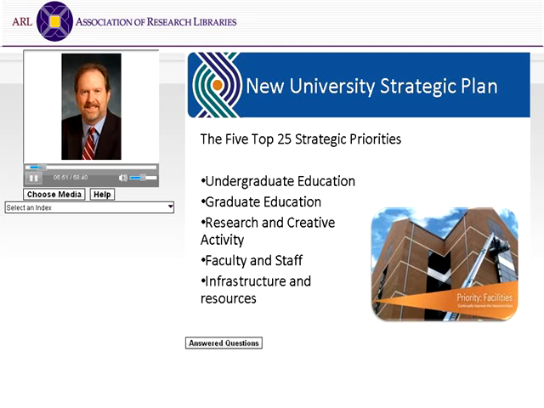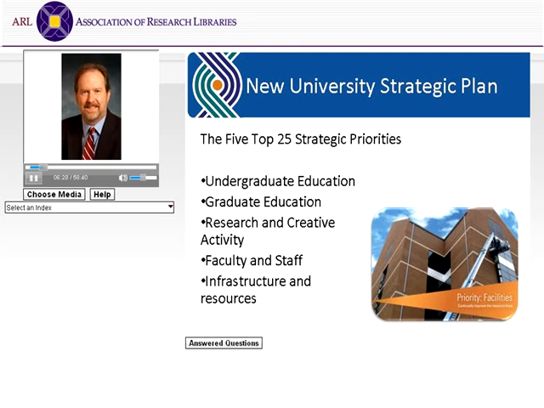And the plan isn't very different than the plans that you see at a lot of other universities. It emphasizes undergraduate education and graduate education with an emphasis in enhancing the diversity and the quality of those student populations. It also emphasizes support for research and creative activity. Another emphasis is the recruitment and retention of high-quality faculty and staff. And finally, better support for infrastructure and resources.